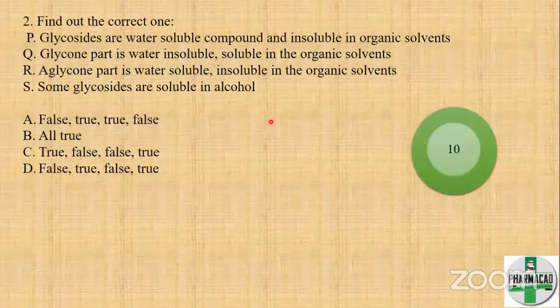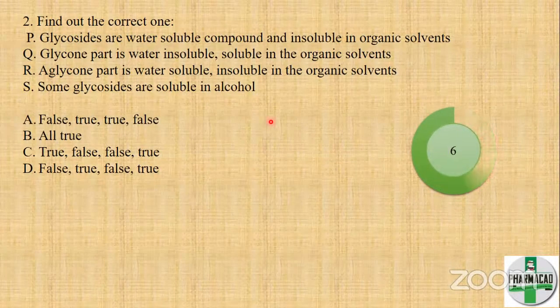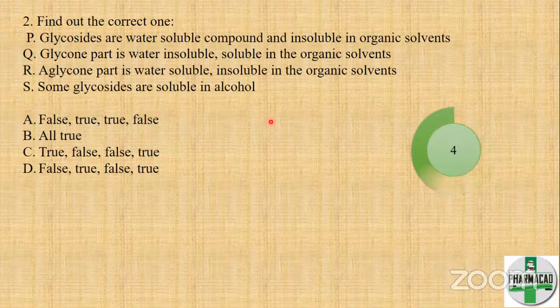Find out the correct one. Glycosides are water soluble compounds and insoluble in organic solvents. Glycone part is water insoluble. Aglycone part is water soluble. Some glycosides are soluble in alcohol.